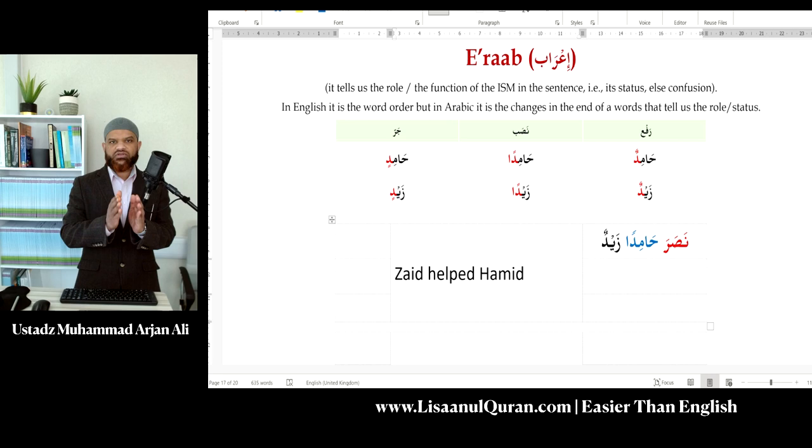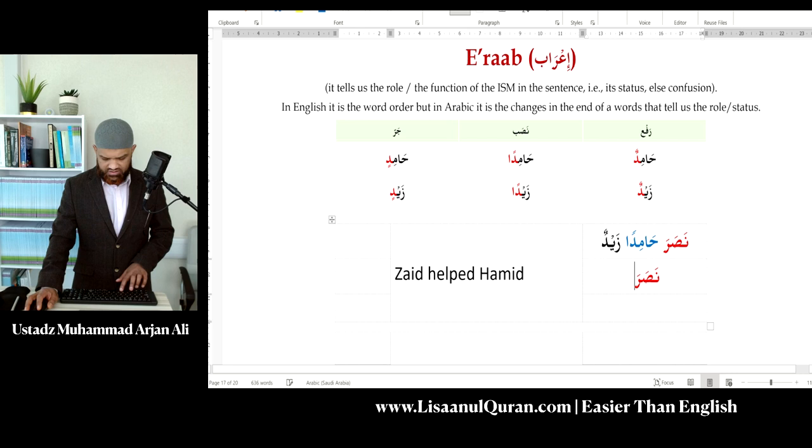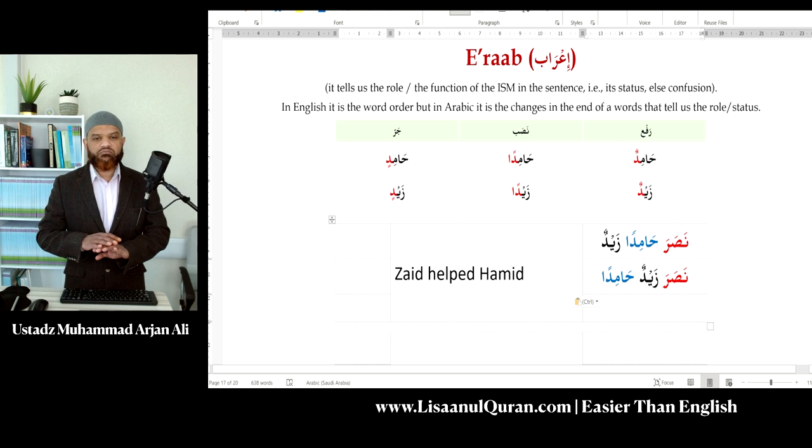In English, we've got the subject, the verb, the object. In Arabic, I can move things around completely. Let me illustrate that for you. So I'll just copy the word Nasara, which is the verb. I've got Nasara, Zaidun, Hamidan. Now, take a look here. I've got the word order in a completely different way, yet the meaning is exactly the same.